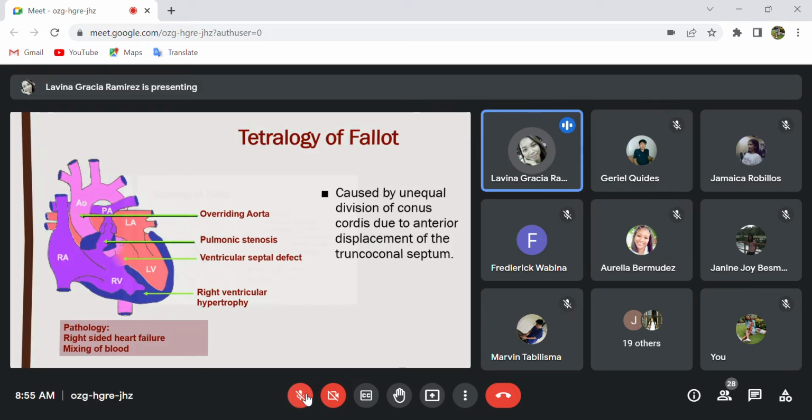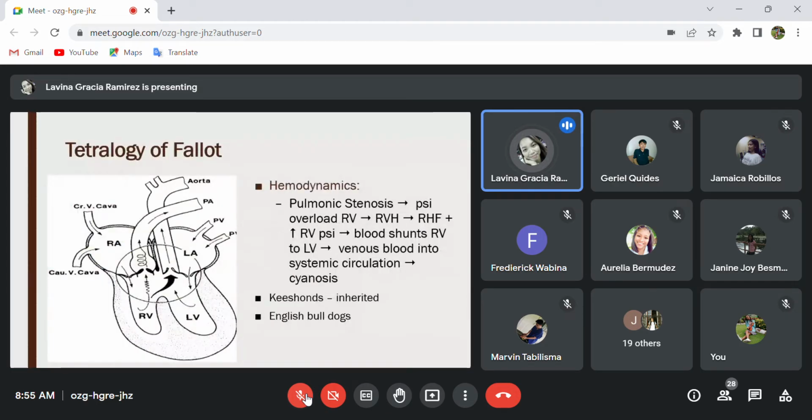Okay, so the tetralogy of Fallot hemodynamics. First, there is a pulmonary stenosis that will increase pressure and overload of the right ventricle. That will lead to right ventricular hypertrophy and, as we said earlier, congestive heart failure at the right side. So there will be right heart failure plus the increase in the right ventricle pressure. This will now shunt blood from right to left, and that venous blood will be completely mixed because of the intermixing of blood.